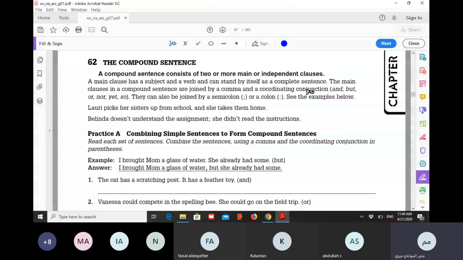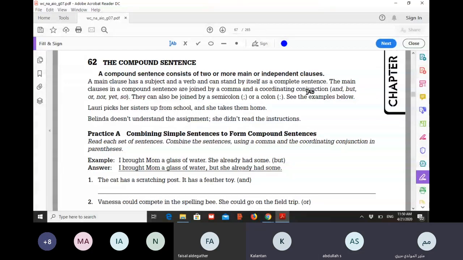It is a main clause. It does not have any subordinate clause or any coordinating conjunction inside it. And it can stand by itself. And it gives meaning and it has a subject and a verb. So this is a simple sentence. Very good. Abdullah, can you carry on, please?